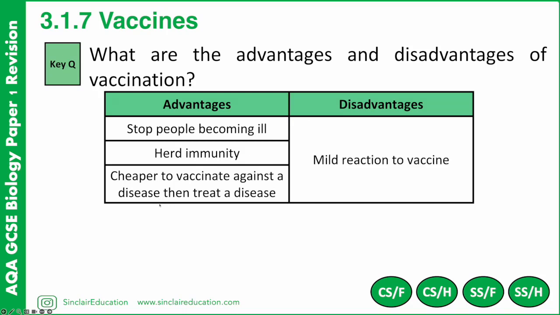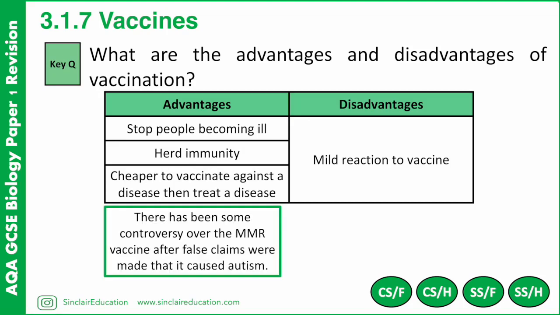However, the problem is that there are known side effects sometimes to the vaccine, and so they do come with side effects attached. There has been some controversy over the MMR after there were false claims made that it caused autism. And what it did mean is the rates of vaccination for the MMR decreased. And remember, MMR stands for mumps, measles, and rubella.